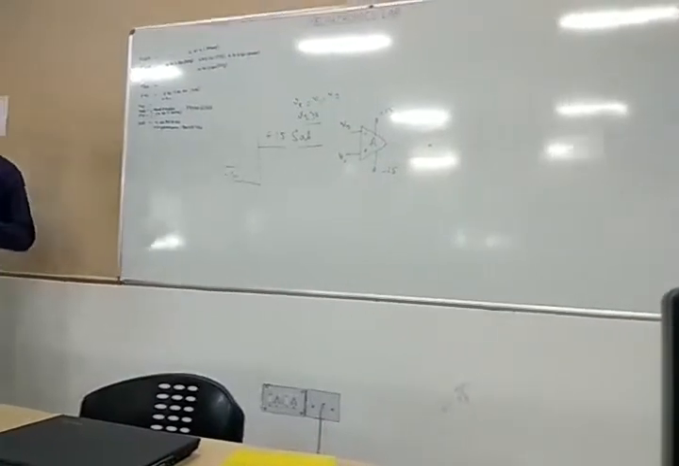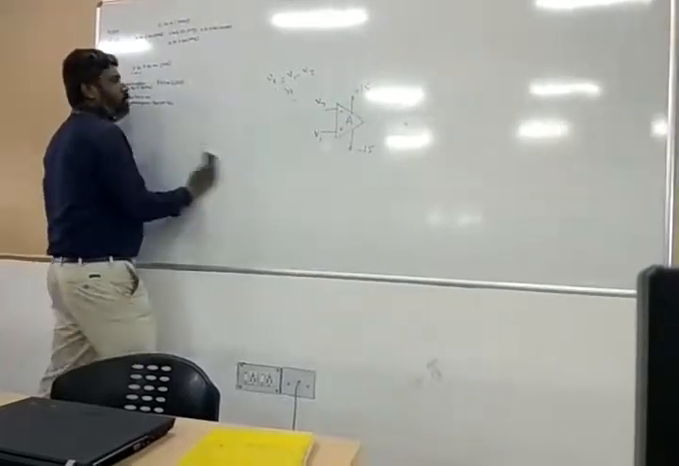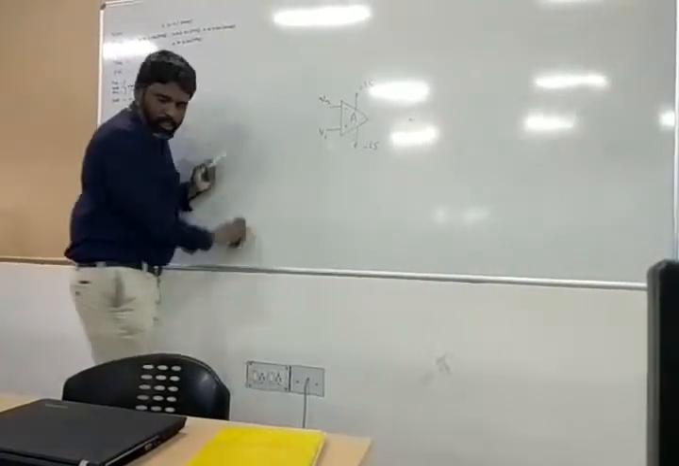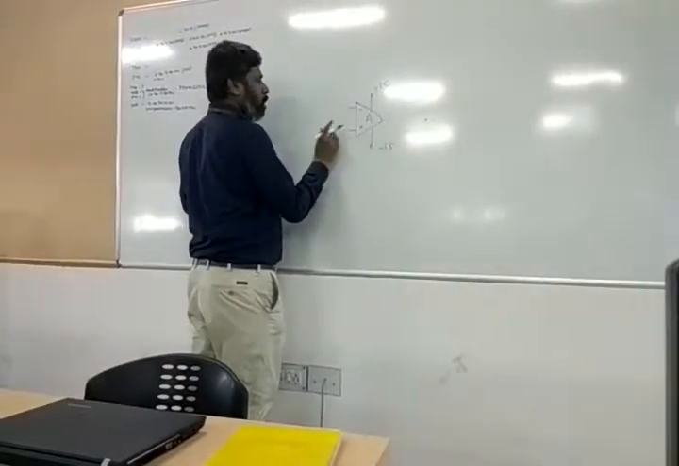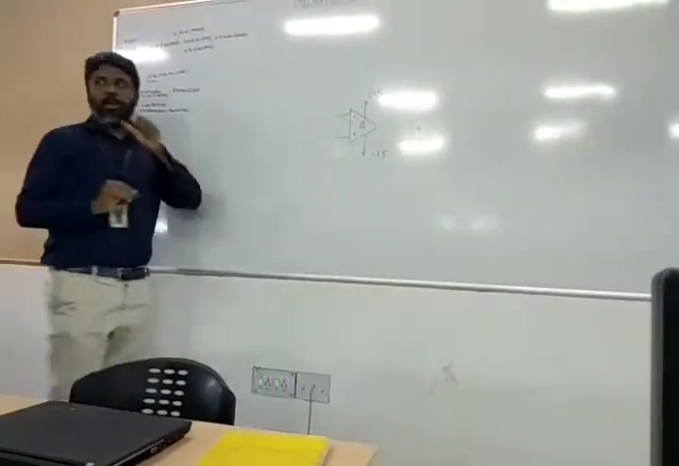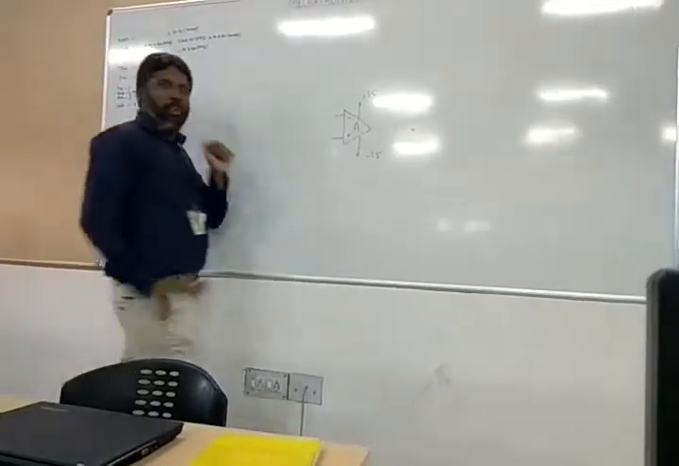Okay, to make it linear, you need feedback. Clear? When you need feedback? Okay, so now I'll put my op-amp in a feedback configuration. See. Okay, so you connect in inverting mode. Inverting, where should I apply the input? I want to invert the signal. Where should I apply the input? At the second terminal, the inverting terminal. Is that clear? Okay, so fine.